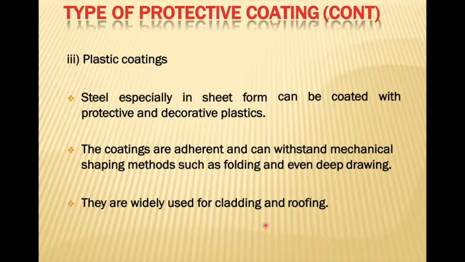The next one is plastic coatings. Steel, especially in sheet form, can be coated with protective and decorative plastics. The coatings are adherent and can withstand mechanical shaping methods such as folding and even deep drawing. So they are usually used for cladding and also roofing, right? So we can also use plastic coatings. It is almost similar to painting, however this plastic coating has another layer of plastics to actually protect the steel material.